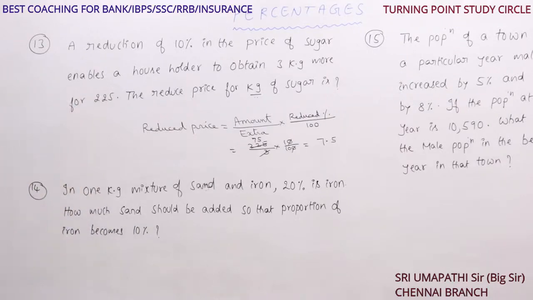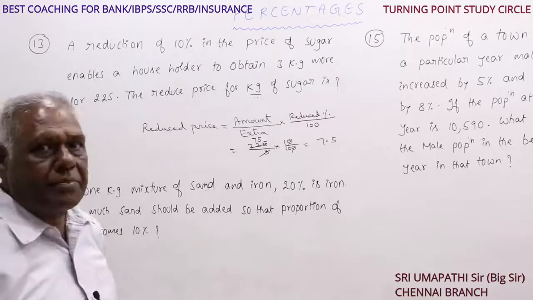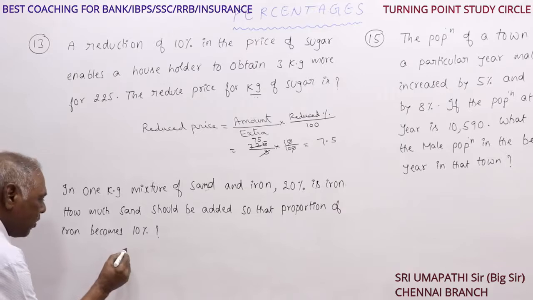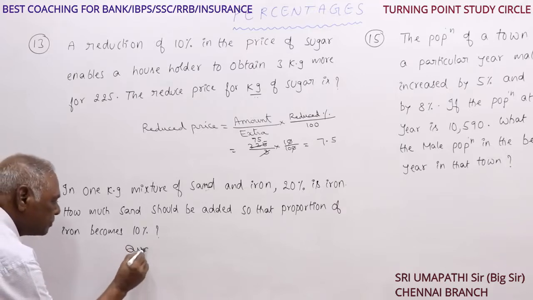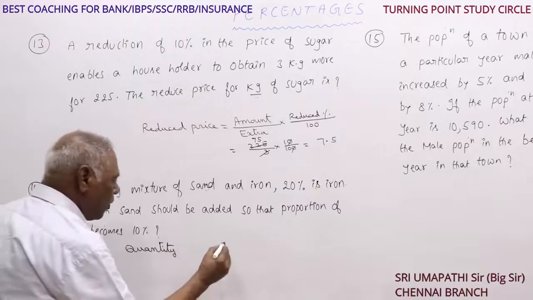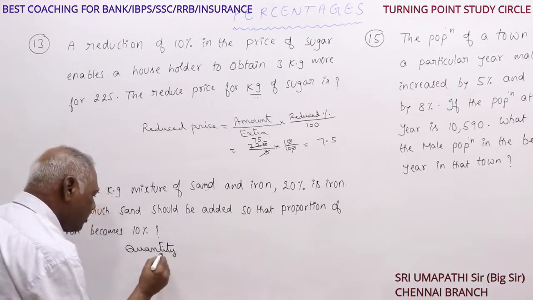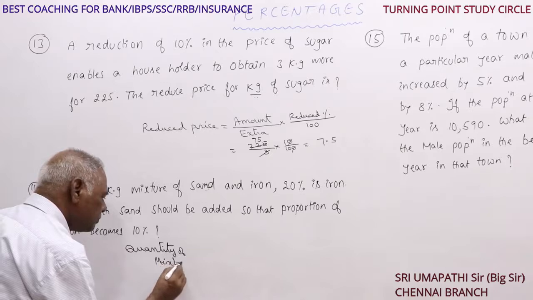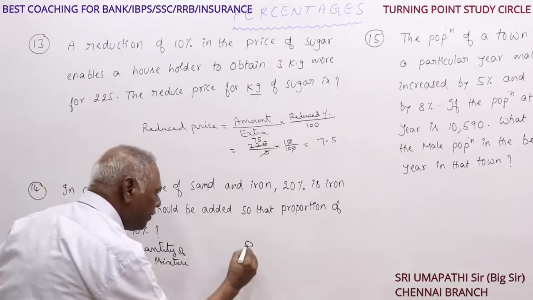Now here, in 1 kg of a mixture of sand and iron, 20% is iron. How much sand should be added so that the proportion of iron becomes 10%? Now here, first quantity and second quantity, that is the quantity of mixture. So the quantity of new mixture.